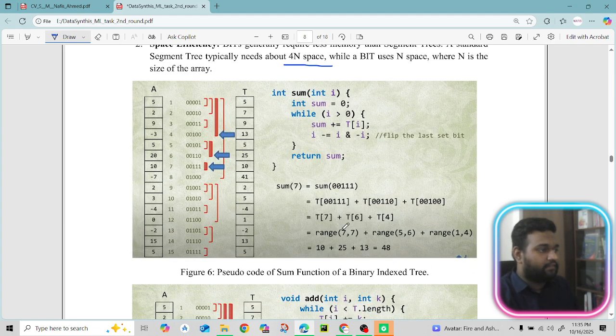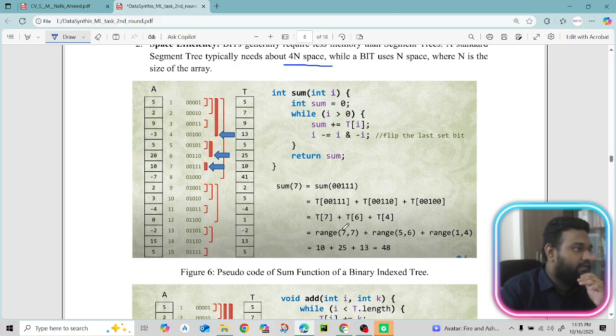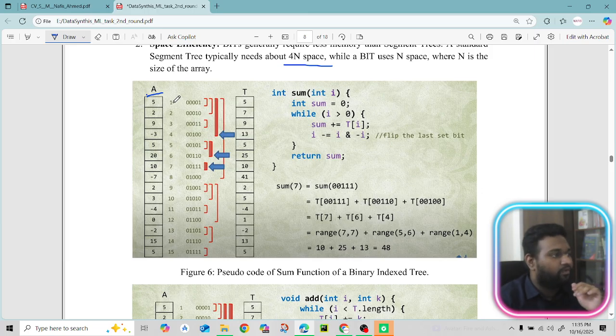Now, how does this Fenwick tree or BIT actually work? It is very easy. I am going to explain with an example. A is a frequency array, where the index represents, for example, customer ID: customer number one, and the value means that customer one has 5 interactions. Customer two has 2 interactions. This is a frequency array. That's why we need prefix sums. So how do we get the prefix sums?